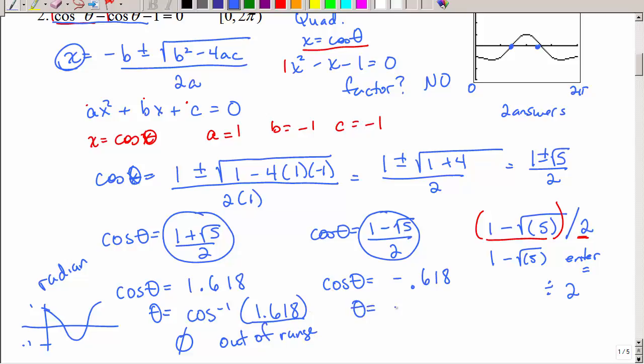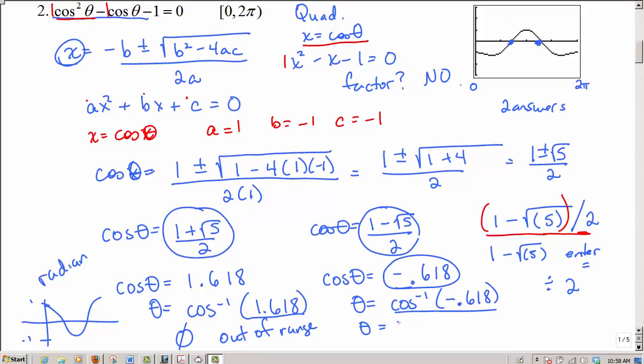What about over here? So theta is going to be the inverse cosine of -0.618. Again, what does your calculator tell you? The calculator tells you that this is about 2.237. Well, where is that? Well, first of all, let's go back and think about where is the cosine negative. The cosine is negative in quadrants 2 and quadrant 3. As we come back up here to this graph, that means our 2 answers has to be between 0 and 2 pi because of our given restriction.